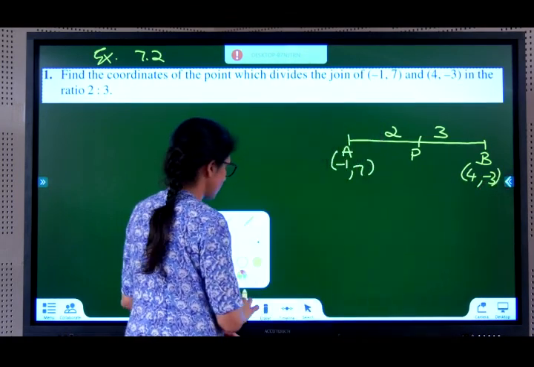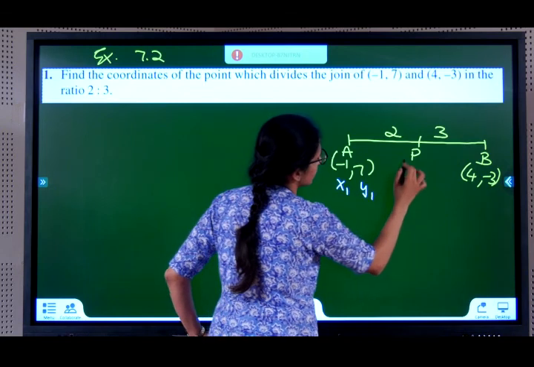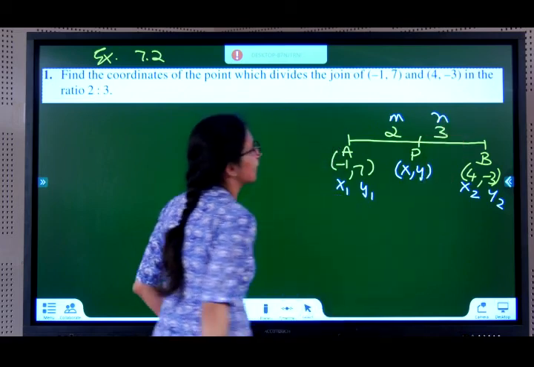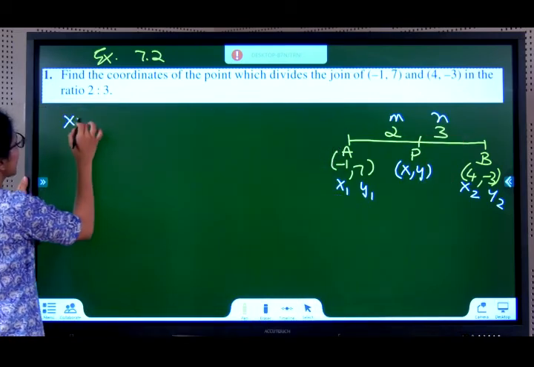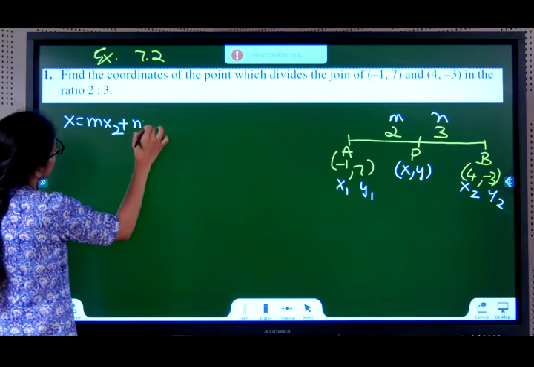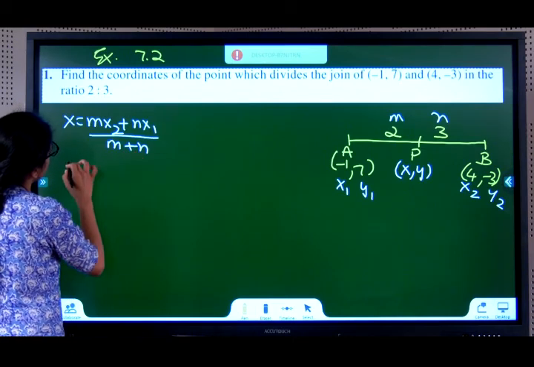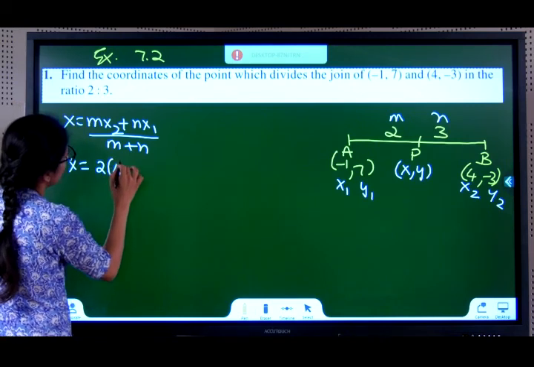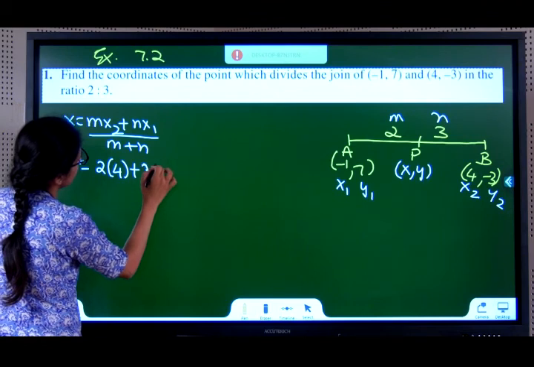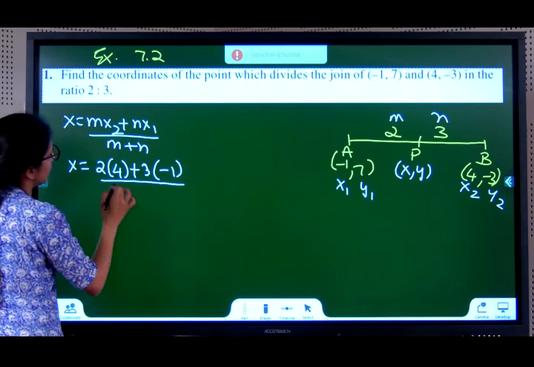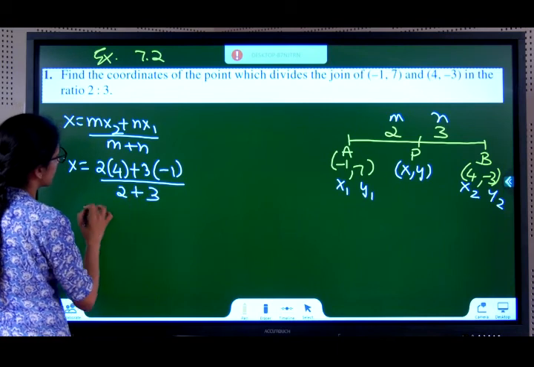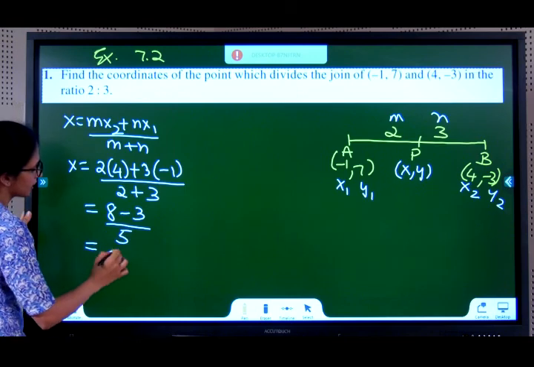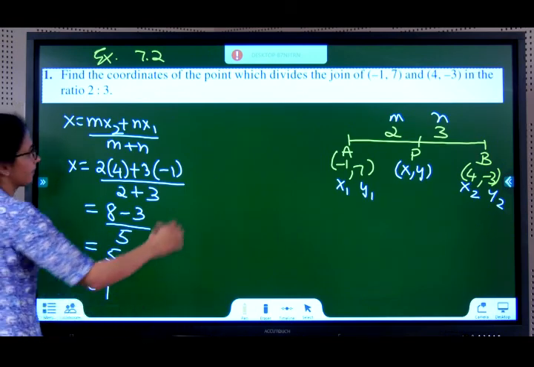This is a direct question of the section formula. x1, y1, let P be x, y. This is x2, y2 and m and n is given. Correct? Directly apply the formula quickly. X equals mx2 plus nx1 divided by m plus n. X is equal to, what is m? 2, x2, 4, n, 3, x1 minus 1 divided by 2 plus 3. 2 4s are 8 minus 3 divided by 5. 8 minus 3 is 5, 5 by 5, 1.